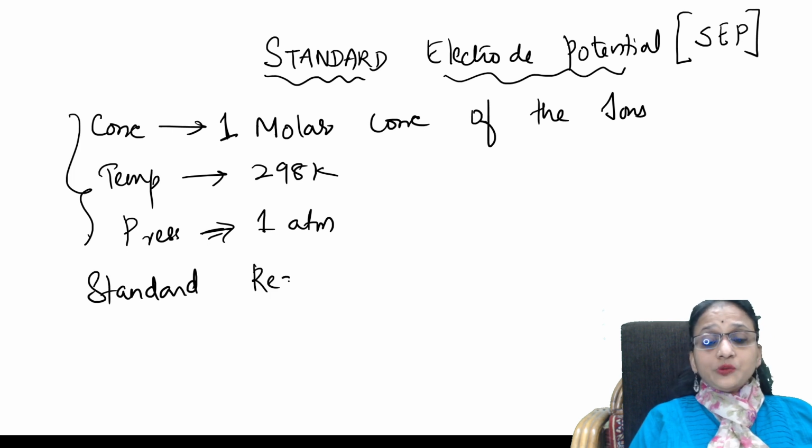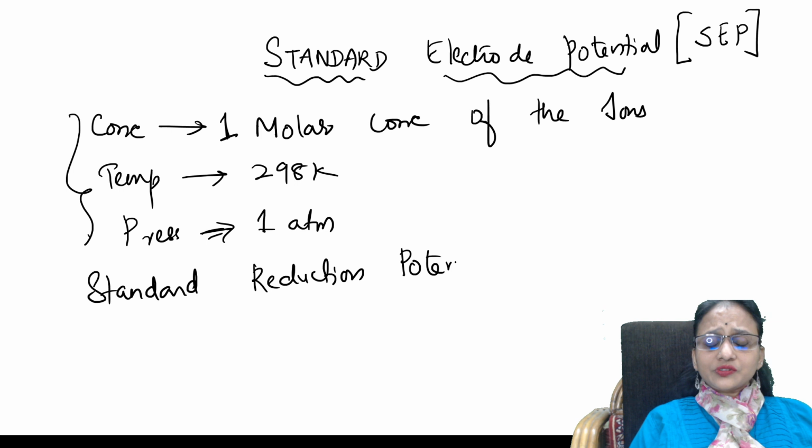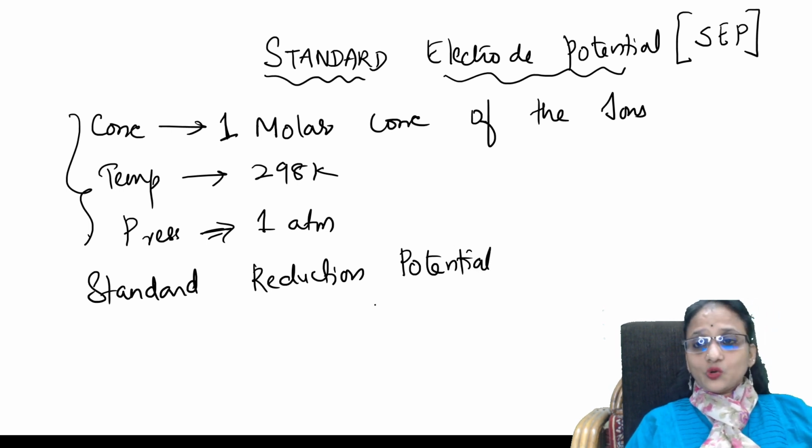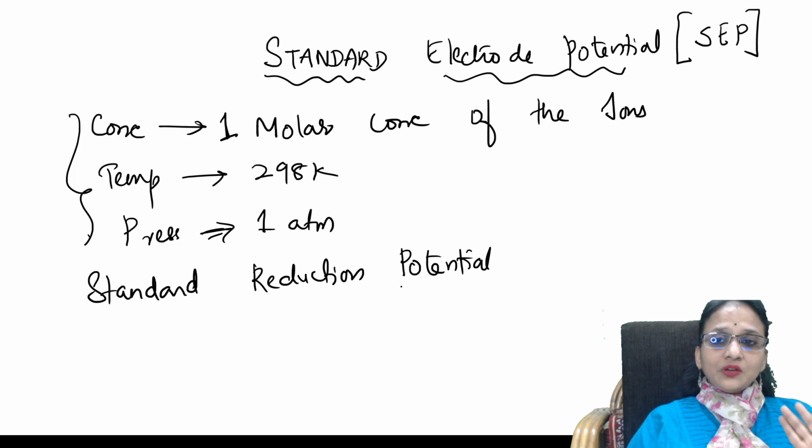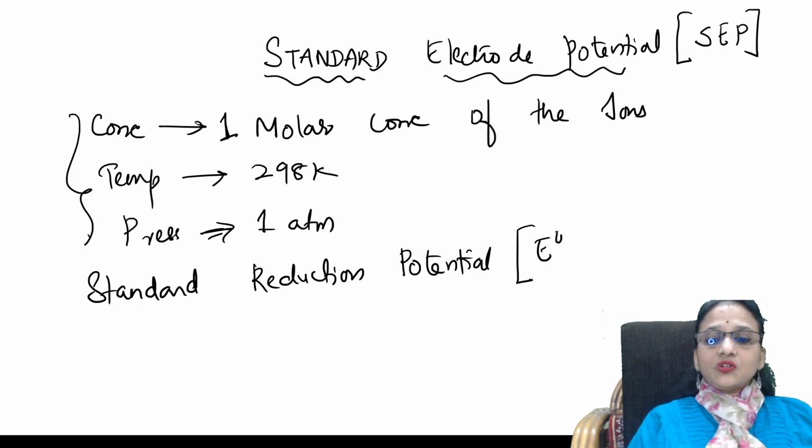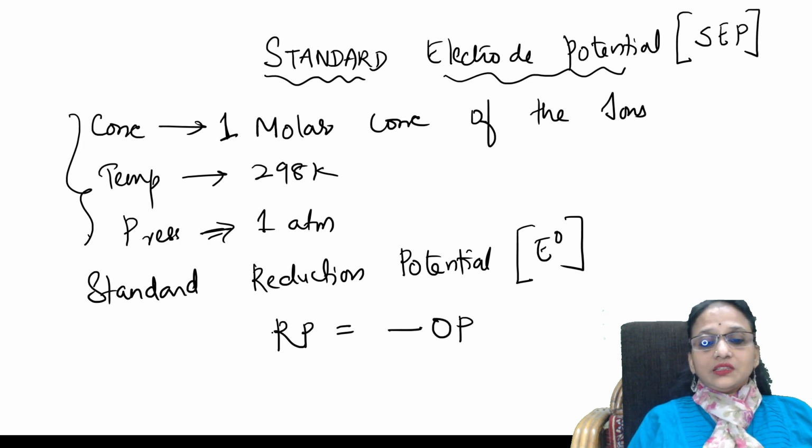IUPAC asked us to consider only one term, that is RP. Don't get confused by OP. Take RP, only the sign convention you will change. It is denoted by E naught. So always remember, RP is equal to minus OP. That's all. Remember this, easy.